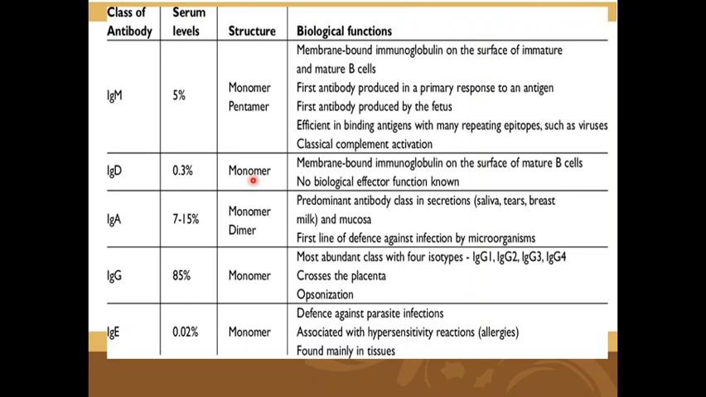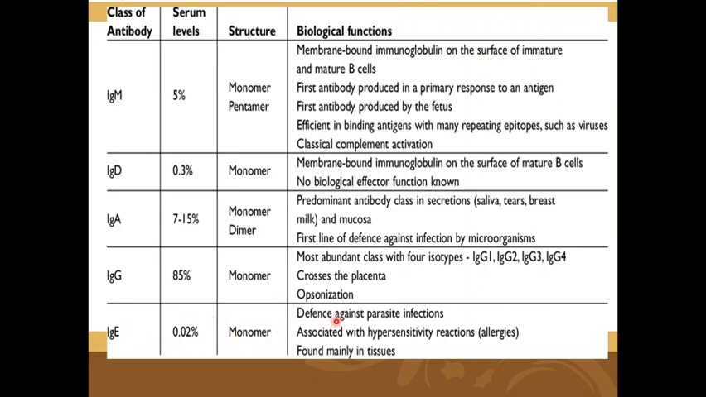Then IgD, monomer, membrane-bound immunoglobulin on the surface of the mature B cell. No biological effector function is known. IgA, predominant antibody present in the secretions of saliva, tears, breast milk, and mucosa. And it also provides a first line defense against infections. IgG crosses the placenta. It can be found in the newborn, and most abundant of its types is IgG1, IgG2, IgG3, IgG4.